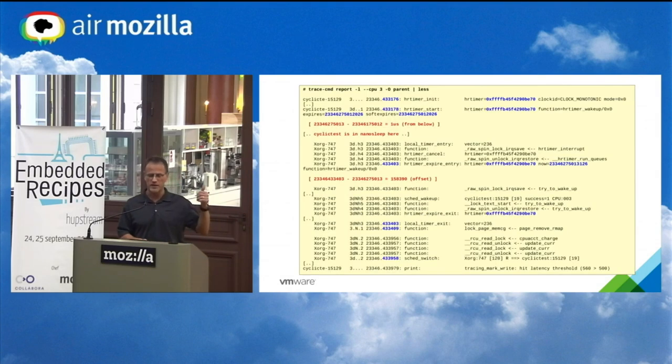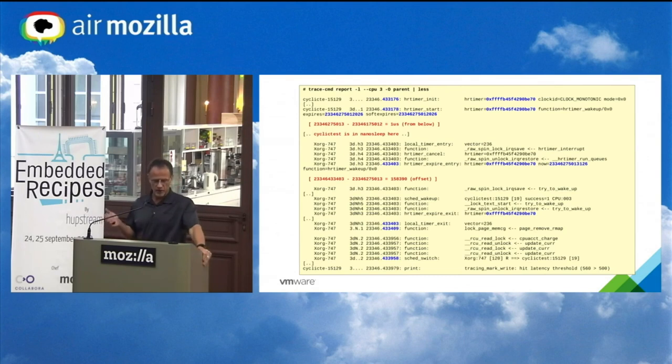So if you look up in there, I did trace command report. Dash L means I want latency information, which is those funny dots, the 3 dot dot dot, 3D, those have special meanings. Dash O parent means I want the function tracer to show me the parent, and just give me CPU 3. This is what I look at when I look at a trace. This is how I determine latencies with the real-time kernel.